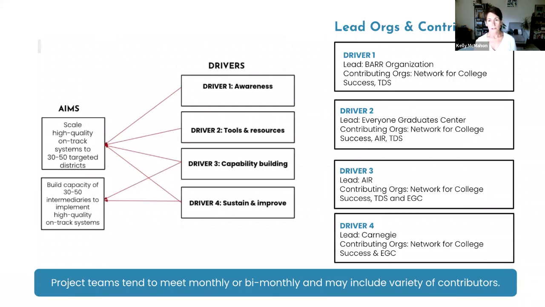The way that we've organized ourselves is that within each one of the drivers, there's a lead organization that's taken the responsibility for making sure that those drivers are on task, that they're having meetings that really matter and helping move the work forward, and that we're on track to doing this work. And so driver 1 is led by the BAR organization, driver 2 is led by the Everyone Graduate Center, driver 3 by AIR, and driver 4 is led by Carnegie.